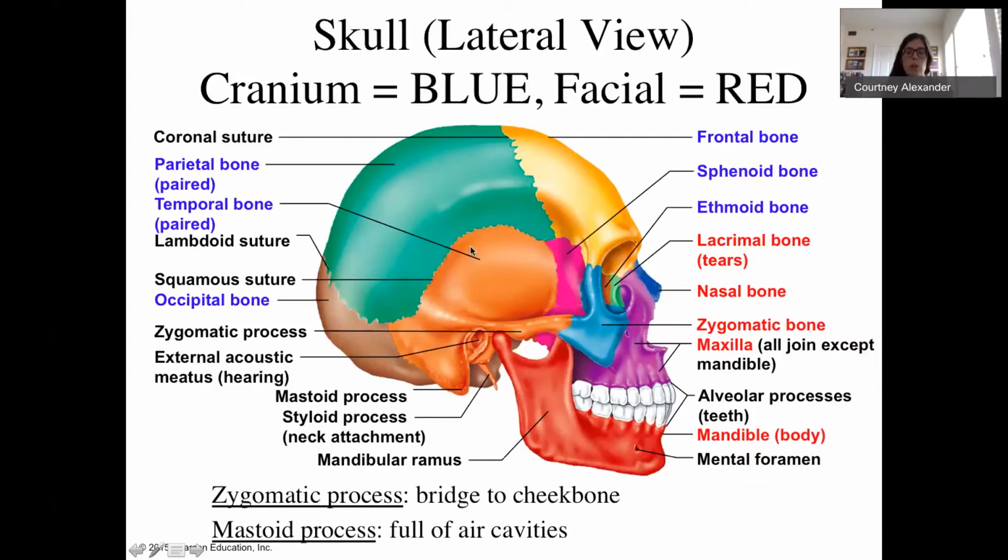Now, I want you to know some of this information. I want you to know your bones, the cranium and facial bones, and I want you to know some of the key landmarks, like the mastoid process and the zygomatic process, shown here. But you don't have to know every single bony landmark in the skull.